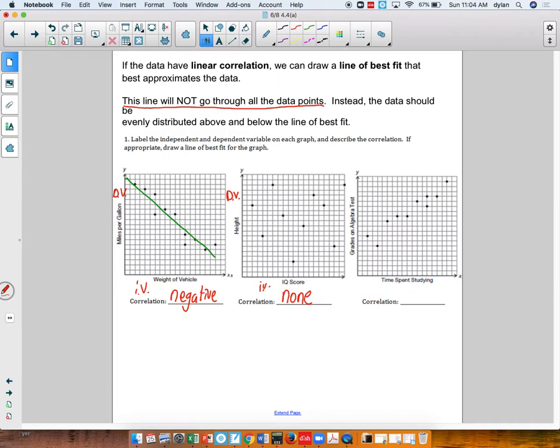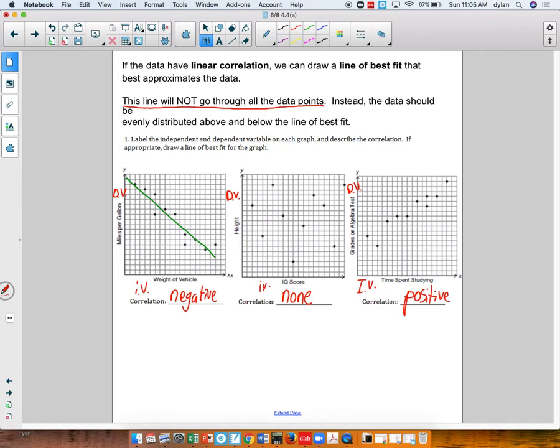Now the last problem would be time spent studying for a test and the data points associated with that for grades on an algebra test. So our time spent studying would be our independent variable, and our grade depends on the time we spend studying, so that would be our dependent variable. And in this case, we have a positive correlation.